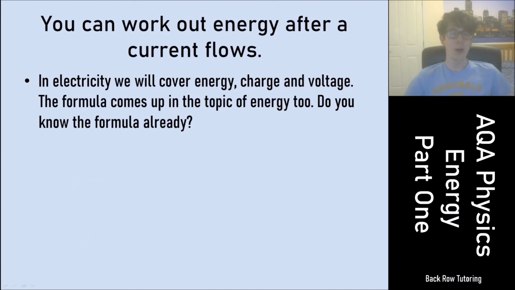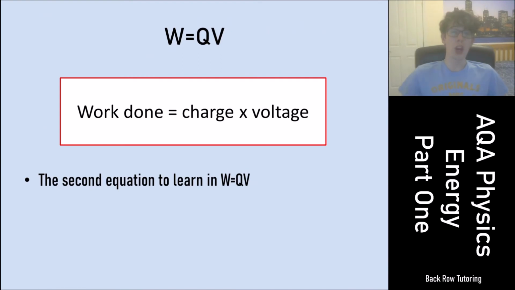Okay, so you can work out energy after a current flows. In electricity, we will cover energy, charge, and voltage later on down the line. But the formula comes up in the topic of energy too. So do you know the formula already? I'm guessing you probably don't. The formula is work done is charge multiplied by voltage. Again, you need to learn this. It's not given to you in the exam. Work done is charge times voltage, W equals QV. And that's the second equation which you need to learn.